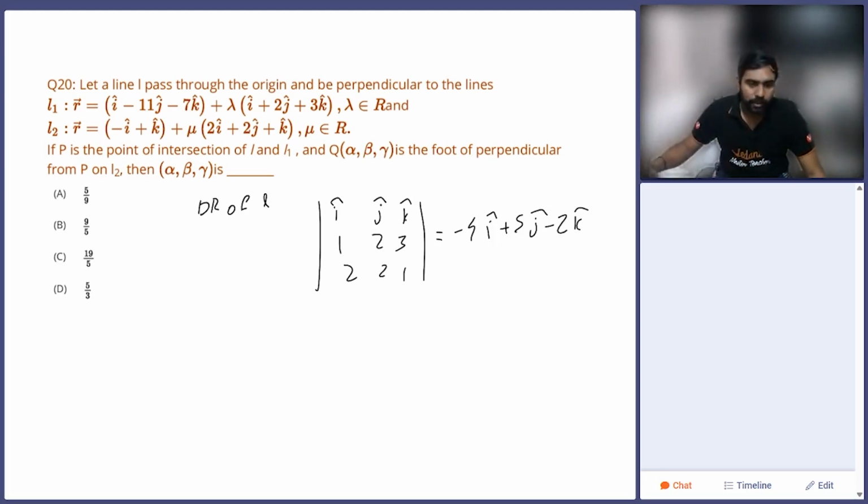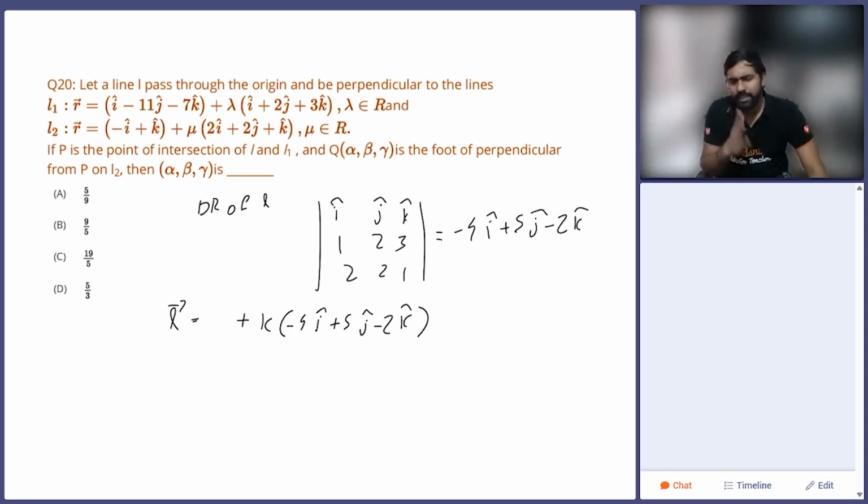Okay, so I can say L, this line, is passing through the origin. So 0 plus 0 plus 0, I'll not even write this, plus k times minus 4 i cap plus 5 j cap minus 2 k cap. So L is k times minus 4 i cap plus 5 j cap minus 2 k cap.